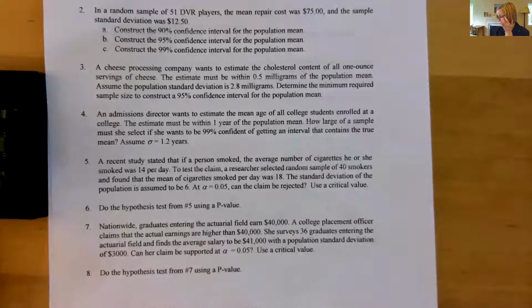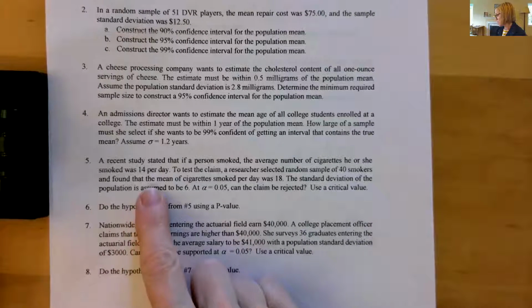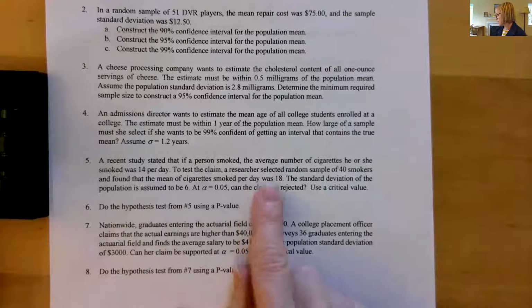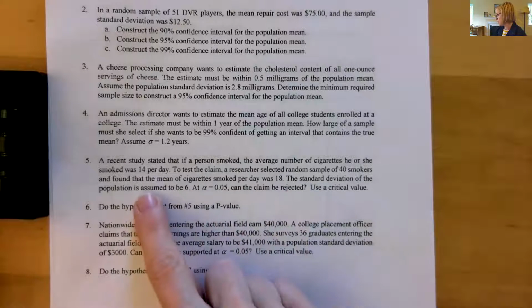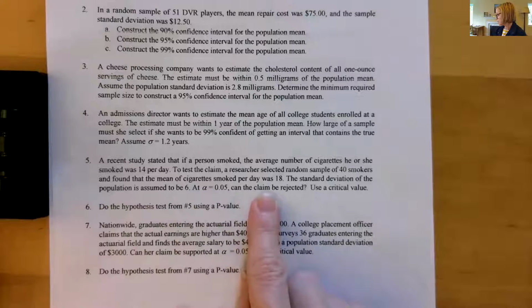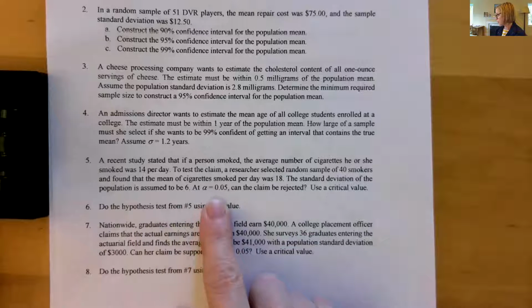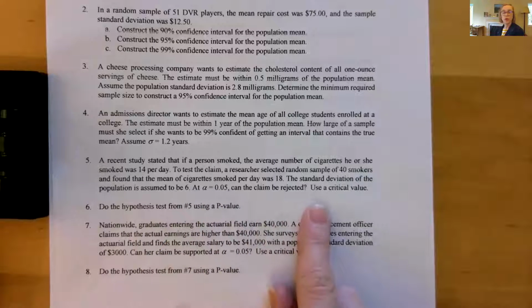Starting with number 5, a recent study stated that if a person smoked, the average number of cigarettes he or she smoked was 14 per day. To test the claim, the researchers selected a random sample of 40 smokers and found the mean of the cigarettes smoked per day was 18. Standard deviation of the population is 6. At alpha equals 0.05, can the claim be rejected using a critical value?